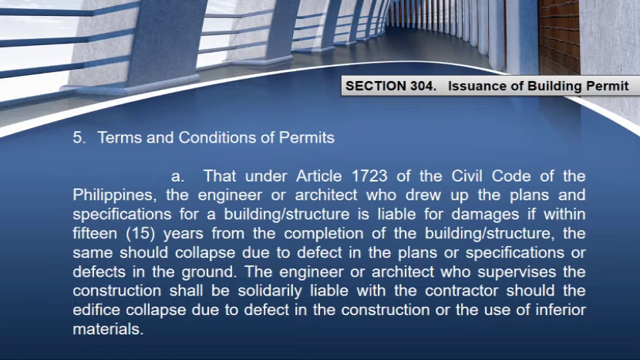Letter A. That under Article 1723 of the Civil Code of the Philippines, the engineer or architect who drew up the plans and specifications for a building or structure is liable for damages if within 15 years from the completion of the building or structure, the same should collapse due to defect in the plans or specifications or defects in the ground. The engineer or architect who supervises the construction shall be solidarily liable with the contractor should the edifice collapse due to defect in the construction or the use of inferior material.